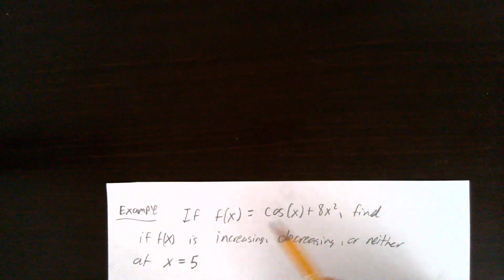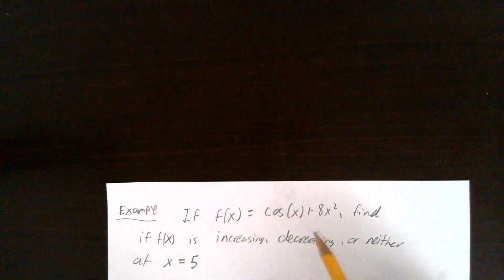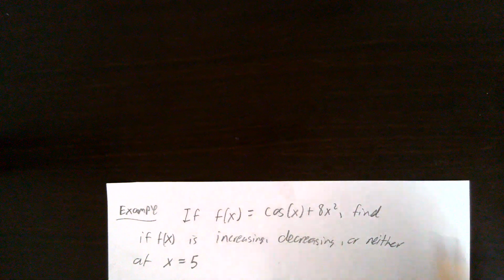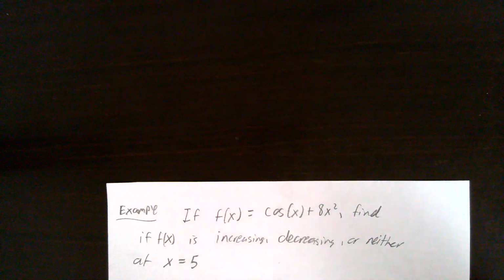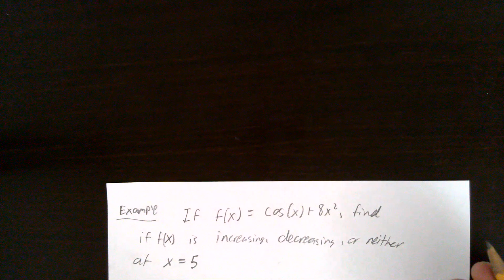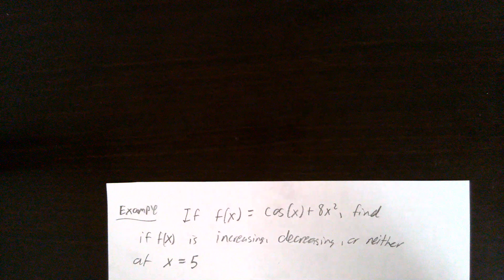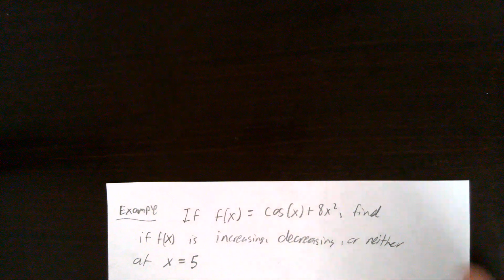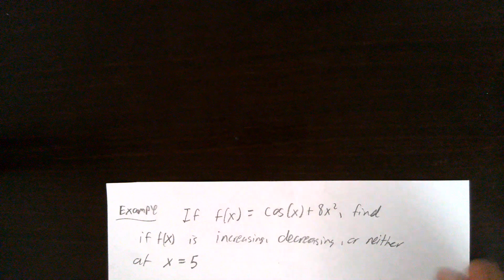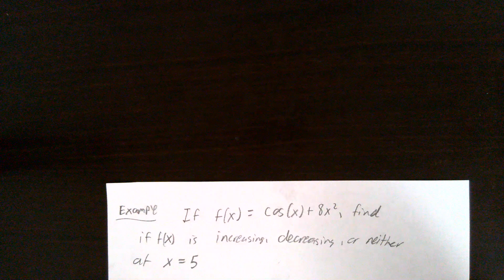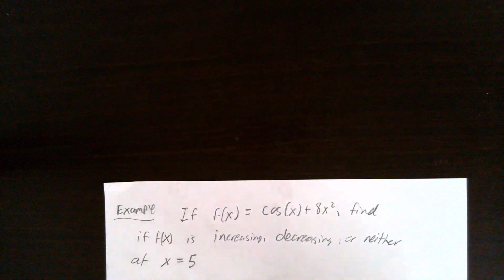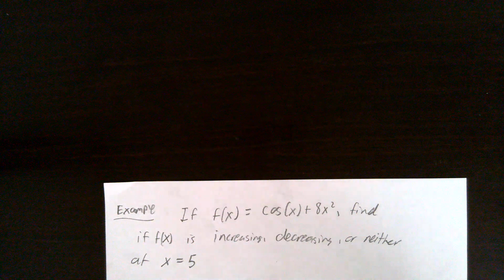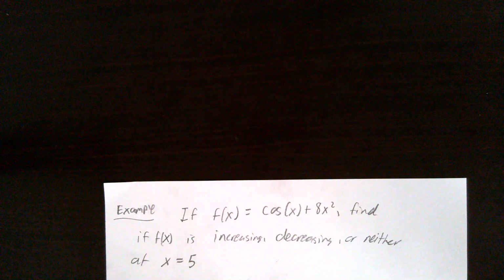Alrighty. If f of x is equal to cosine of x plus 8x squared, find if f of x is increasing, decreasing, or neither at x equals negative 5. So remember, what are the steps? So you just take the derivative, then you plug in, and see, depending on whether it's positive or negative at that x value, that'll help you determine if it's increasing or decreasing, or it's neither increasing nor decreasing if it's 0. So please pause this video and try this out on your own.